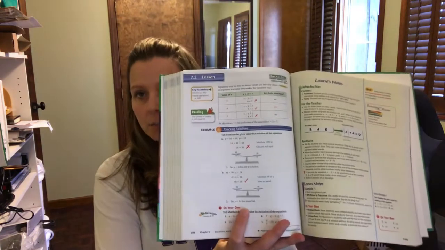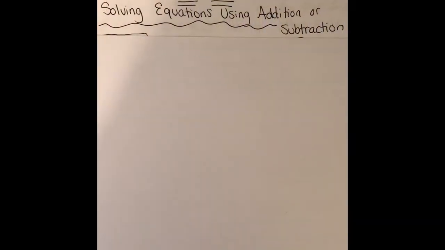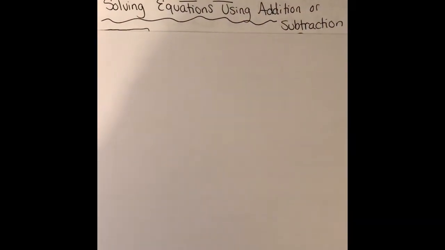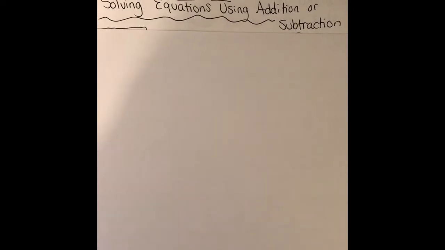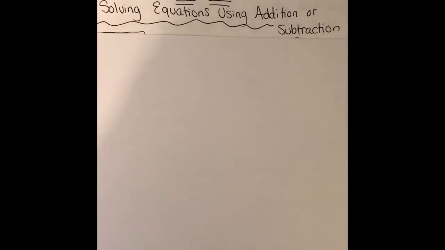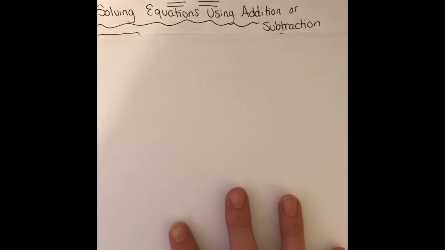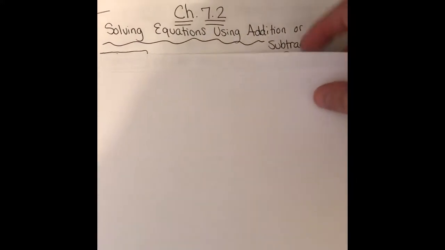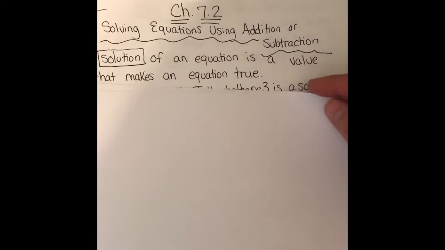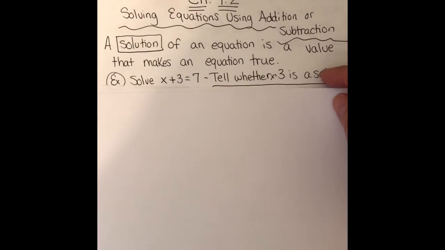And I am going to start notes on page 302. So if you want to check that out in your book and get your notebook, we'll get started on notes right away. All right, so chapter 7.2 is solving equations using addition or subtraction. The first thing you need to know is what a solution is.